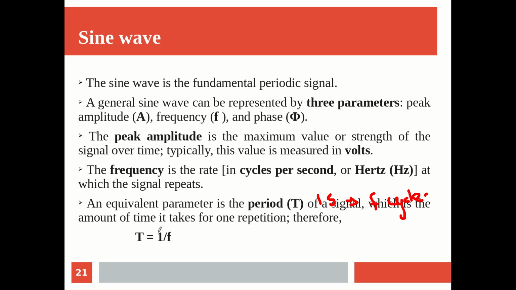And that 1 by f second, the time taken for completing a particular cycle, is what we call the time period. So an equivalent parameter is the time period of a signal, which is the amount of time it takes for one cycle or one repetition, and therefore the time period and the frequency are inversely proportional to each other. Hope it is clear.